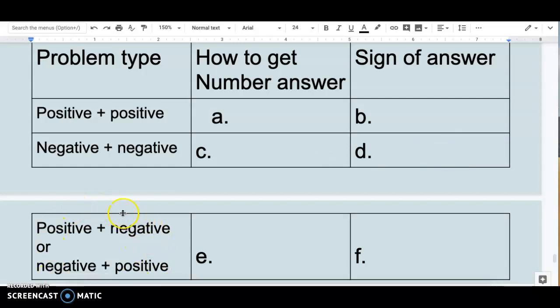Next, it's a little more challenging. If I have a positive number plus a negative number, or a negative number plus a positive number, what do I do with the absolute value of those numbers to get the number answer? Then, lastly, how do I figure out the sign of one of these problems?